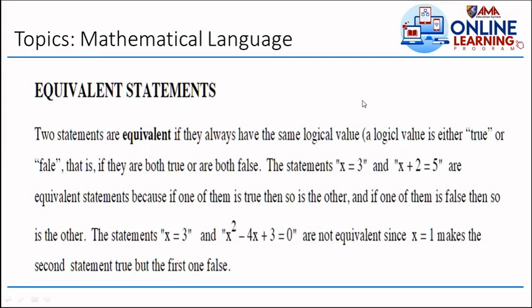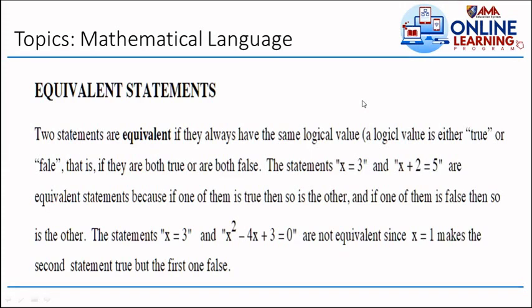Sabi dito, two statements are equivalent if they always have the same logical value. A logical value is either true or false. That is, if they are both true or are both false. Okay? So the statements x is equal to 3 and x plus 2 is equal to 5 are equivalent statements because if one of them is true, then so is the other. And if one of them is false, then so is the other.